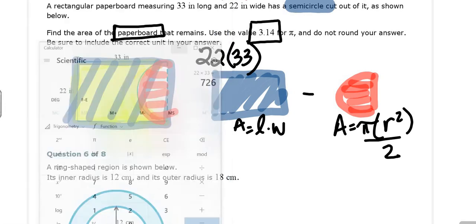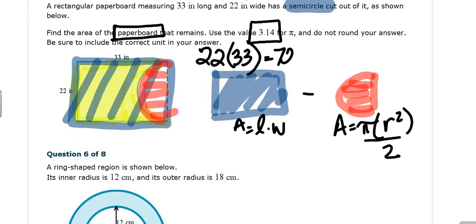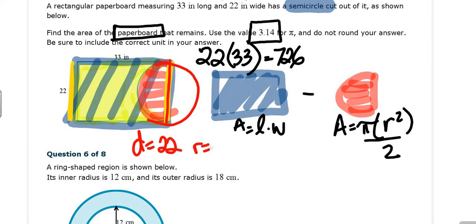We get 726. For this one, our radius. Now the trick is, what is the radius here? Well, if we go like this, we trace that here. If you have an imaginary circle here, this 22 is the diameter, which means your radius is 11. So the radius that we're working with right here to here is going to be 11.